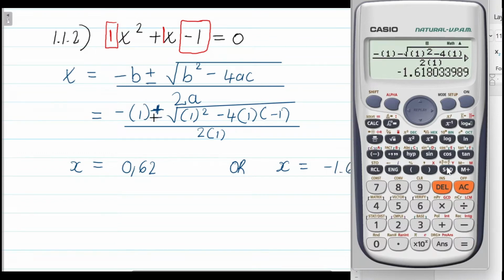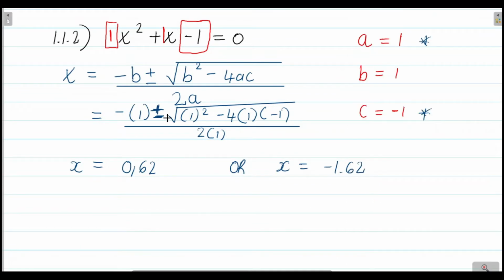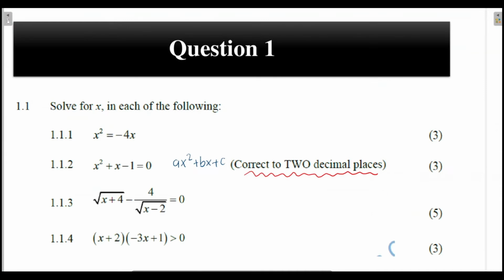-1.62. Okay, if you substitute the negative part, right? So I'll make sure that I insert that video there where I show you guys how you're supposed to insert all these values into your calculator. Okay, so we found that your x is equal to 0.62, and we also found that your x is equal to -1.62. All right, guys, let us go to question 1.3.